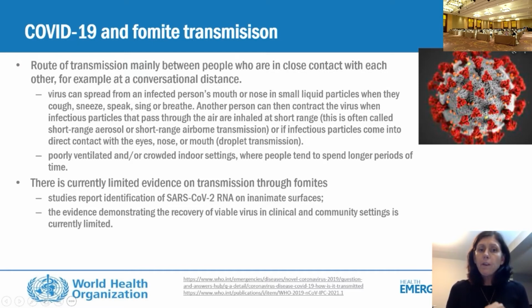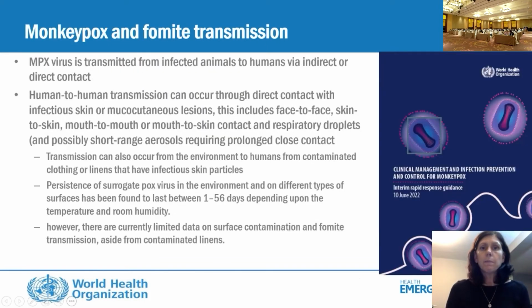But in terms of the fomites, while we have found the viral RNA on surfaces, there's very limited evidence that it's actually viable virus that will survive and then transmit infection to another person just by touching the surface. So we're not seeing a lot of transmission happen that way. It tends to be more through that speaking to one another, the risk of coughing, sneezing, that sort of thing.